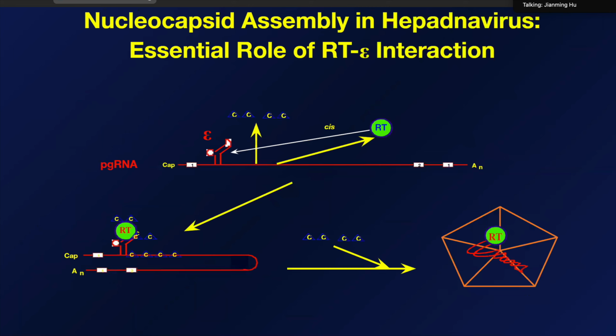Here, I just want to mention a few words about the virus assembly process. I mentioned the pgRNA is the template for producing the capsid protein, or C protein, and RT protein. The capsid protein and RT protein can then bind to an RNA signal on the pgRNA called epsilon. RT binding to epsilon is the first step, and then the capsid binding to the RT and epsilon complex is the second step. So it's a two-step assembly process.